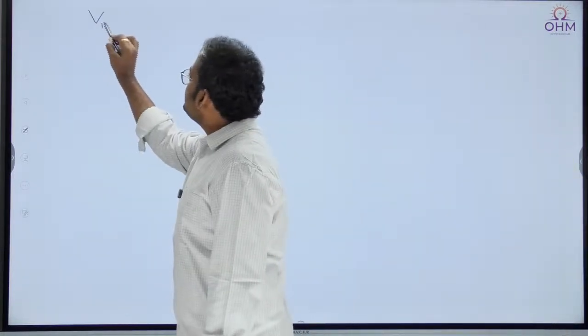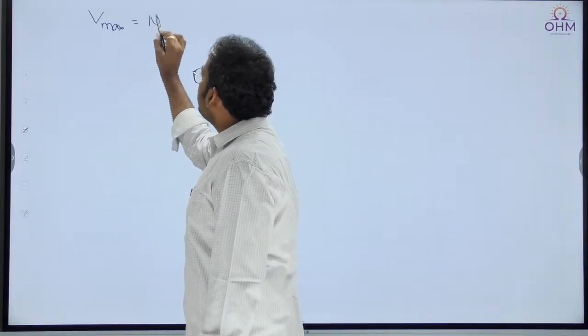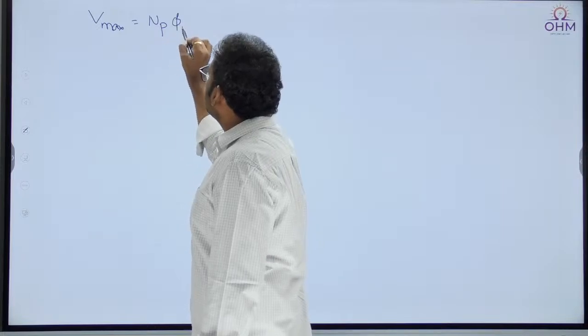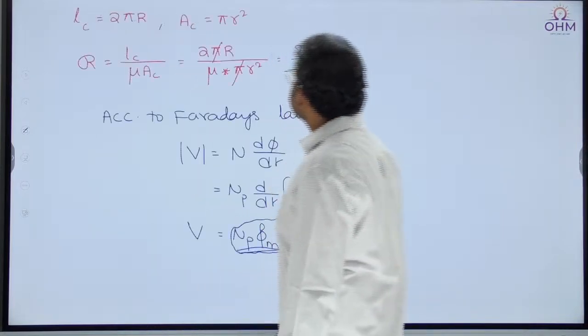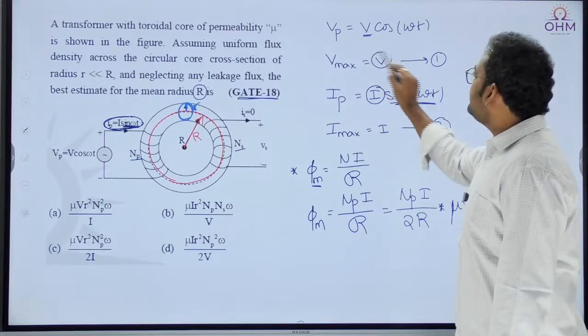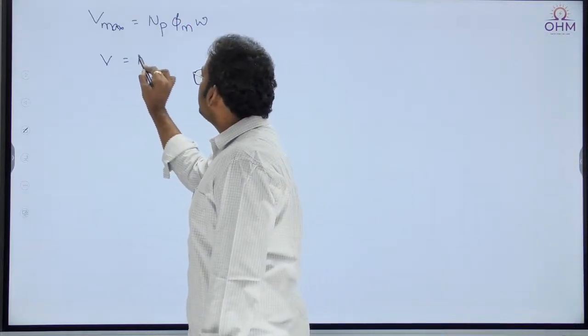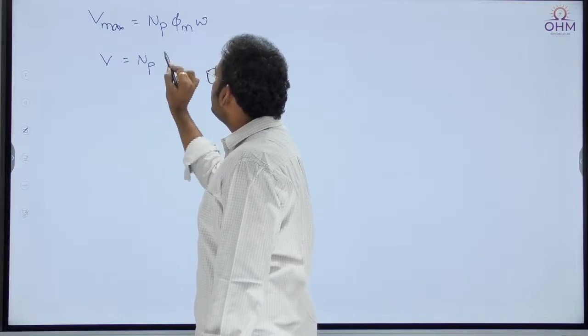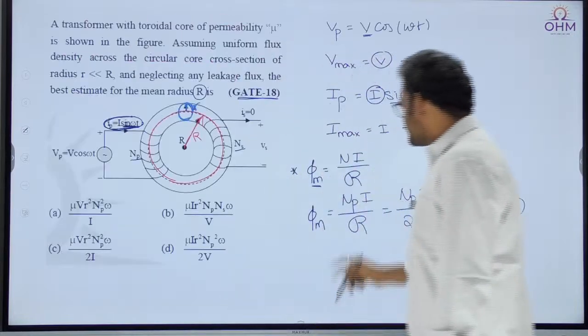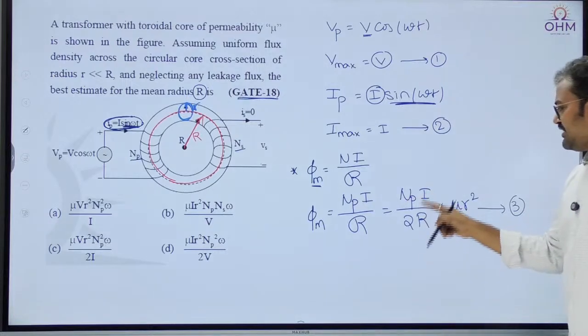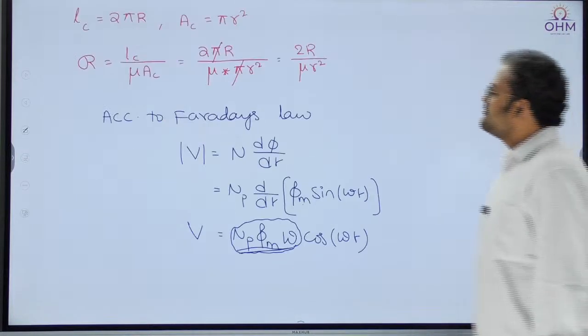Okay, so therefore indirectly maximum voltage will be equal to number of turns in primary into phi m into omega. But what is maximum voltage already? Is it not V only? Yes. So therefore V is equal to number of turns in primary into phi m into omega. Phi m we have an expression, right? What is the expression? NP I by 2 capital R mu r square.